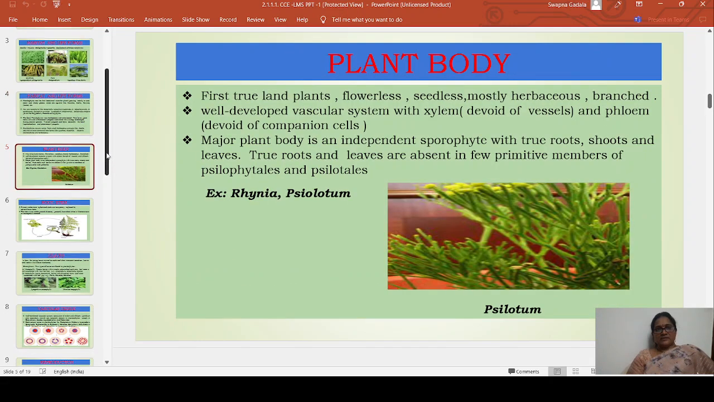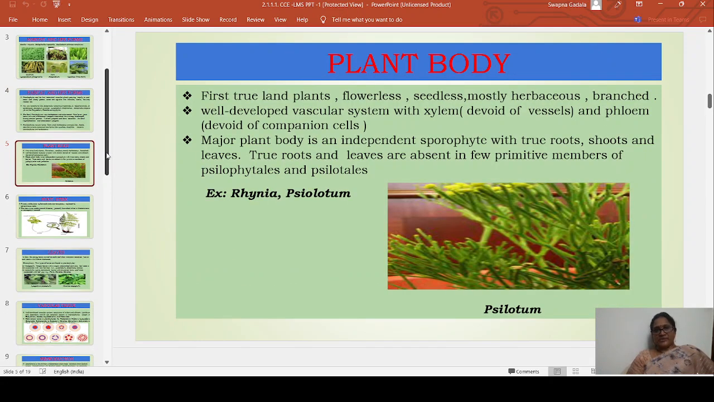Let us learn something more about the plant body. As the pteridophytes are the first true land plants, they are also flowerless and seedless plants, and mostly the pteridophytic plants are herbs and they are branched also. Pteridophytes have a well-developed vascular system with xylem and phloem. In the xylem, vessels are absent and in the phloem, companion cells are absent. This is a specific feature of the vascular system of pteridophytes.